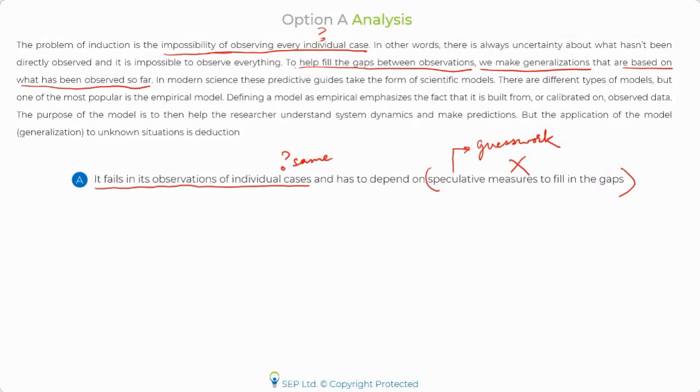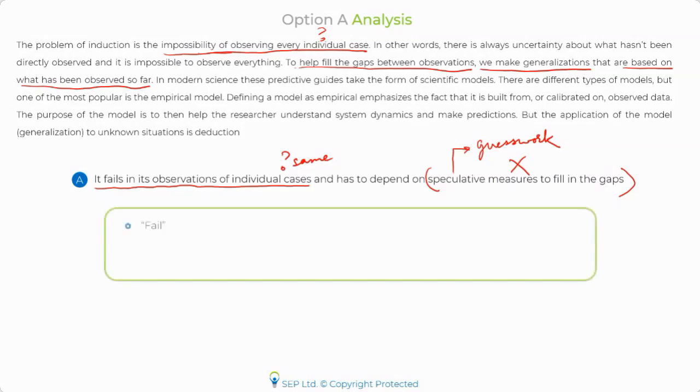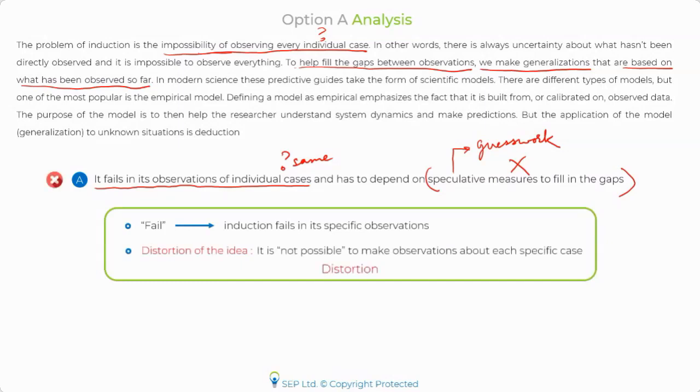It's like saying, it's like using a very, very negative term to define an aspect. So A is all in all out. Not the correct answer. It's a distortion.